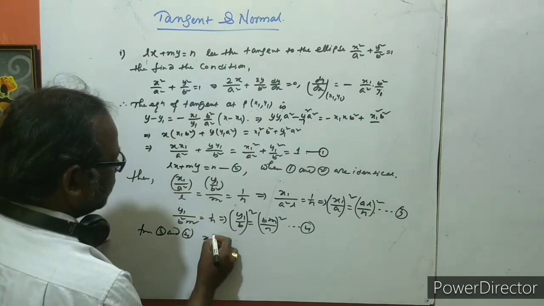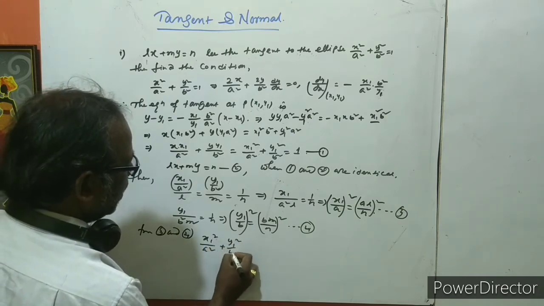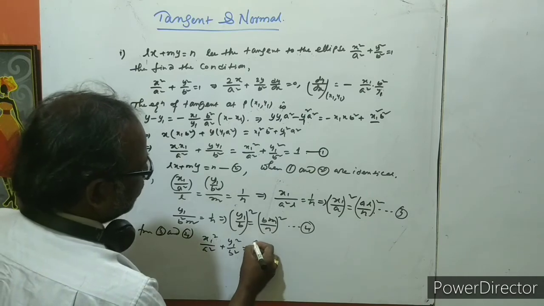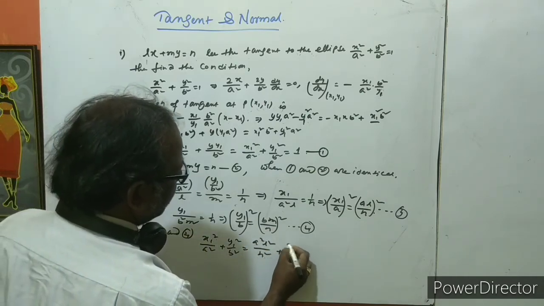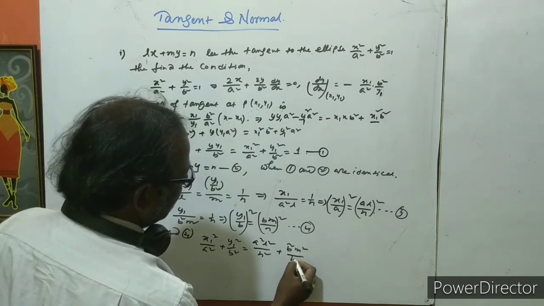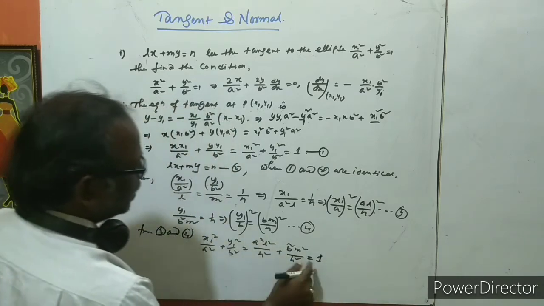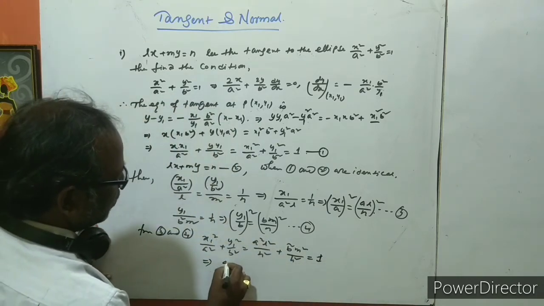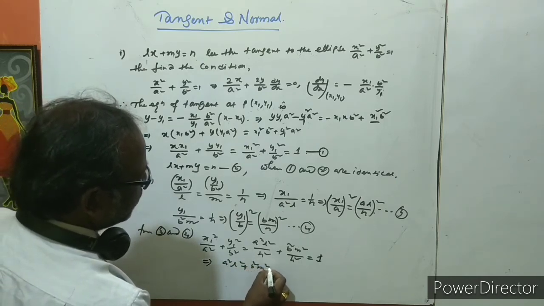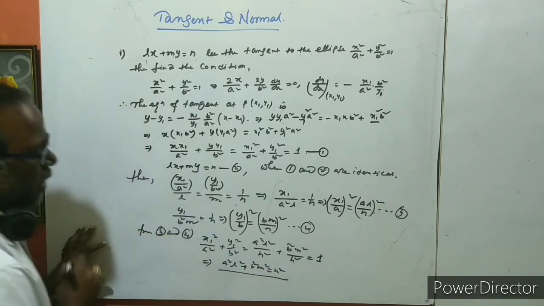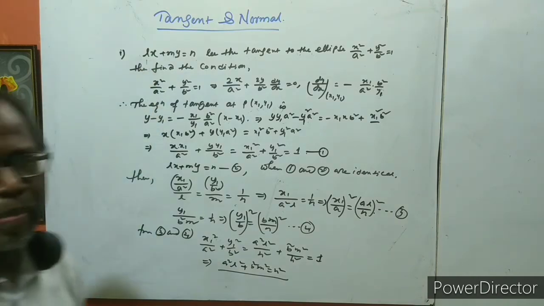we get x1 square by a square plus y1 square by b square, and that is equal to a square L square by n square plus b square m square by n square, and this is equal to 1. Taking the LCM, that is n square, so a square L square plus b square m square equals n square. This is the condition when this line is a tangent to the ellipse.